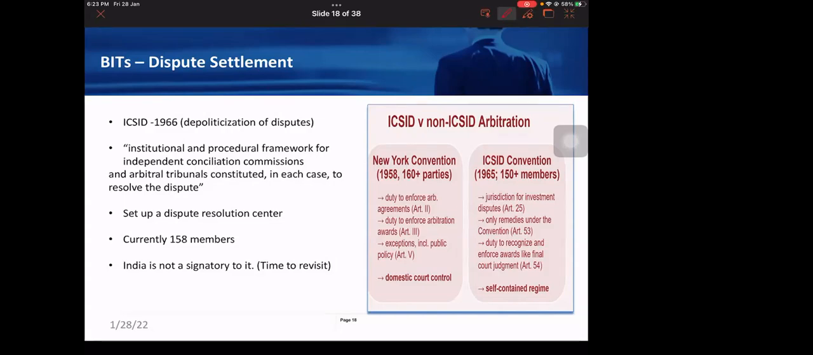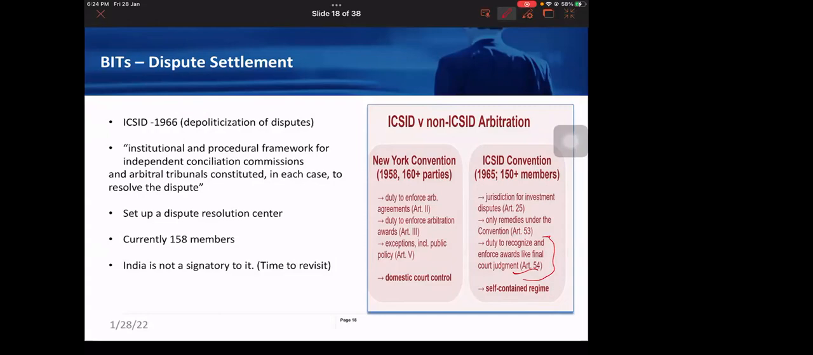And the other aspect is the major advantage which ICSID gives: once the award is given, it becomes final. Which is what, if you look at the New York Convention under the commercial arbitration space, also gives. However, in India, you need to enforce these arbitration awards in the court to get their validity. But when it comes to the ICSID Convention, especially Article 54, this is like a final court judgment. So once the ICSID award is given, automatically it is final and it has to be put into effect.